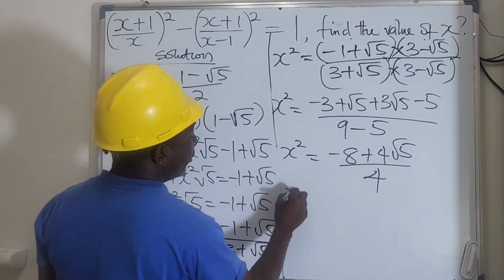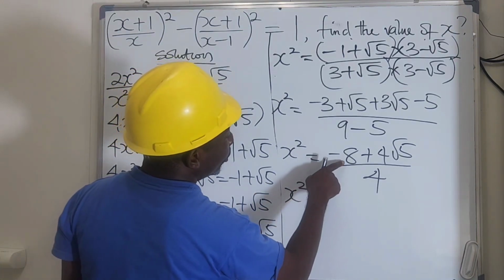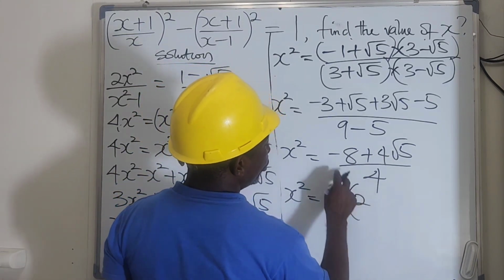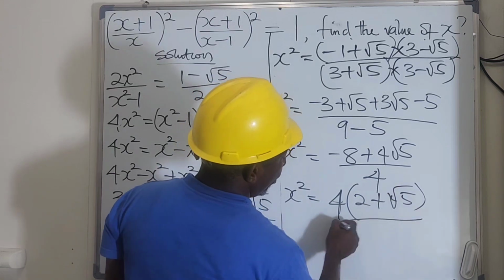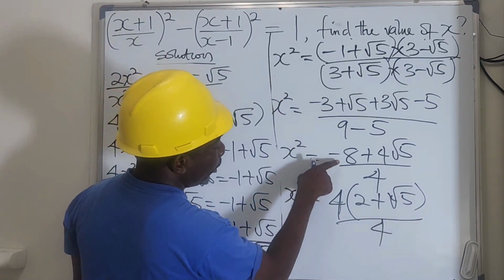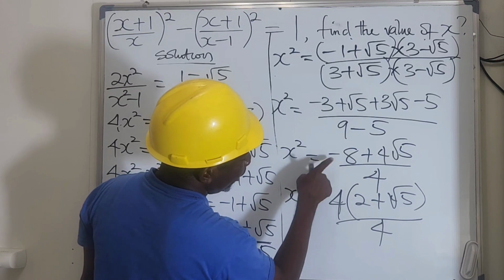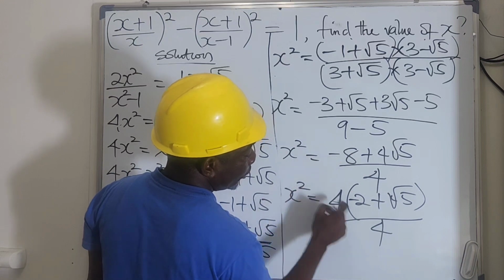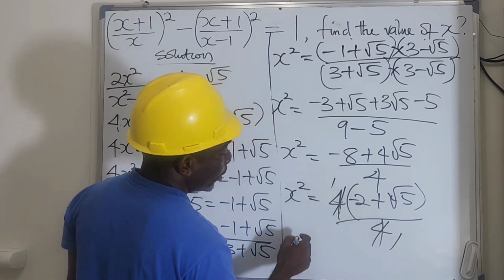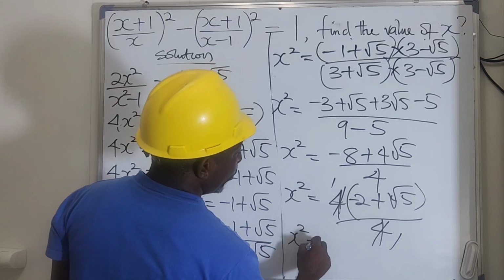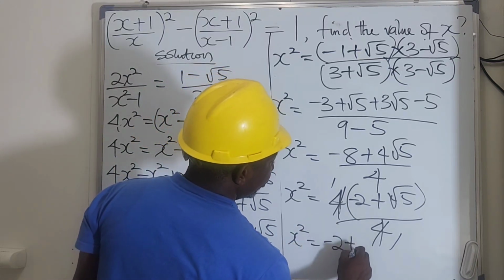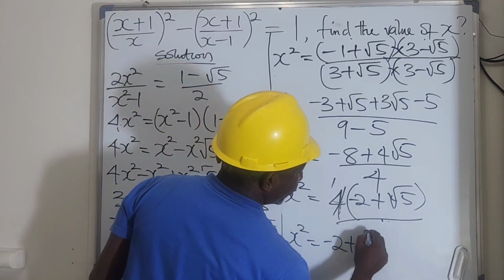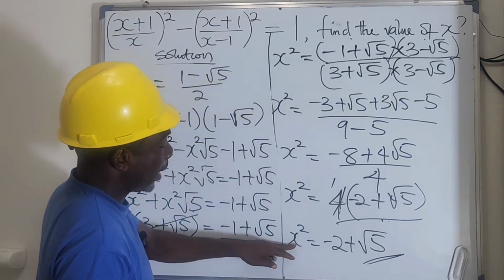So in this case, we have x squared equals, we can factor this out. So it will become 4 into minus 2 plus root 5 all over 4. This is minus, because 4 times minus 2 will become minus 8. So 4 will cancel here, 4 will cancel here. We are now left with x squared equals minus 2 plus root 5. So that is what we have. It's going to be minus 2 plus root 5. So this is our x squared.